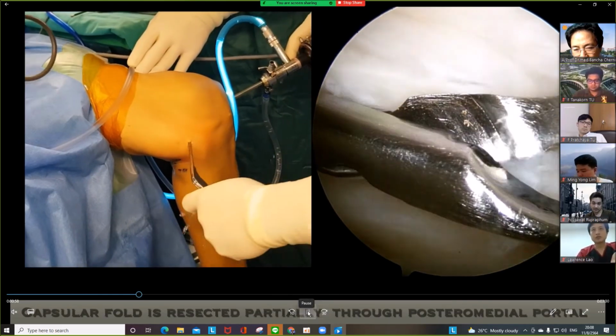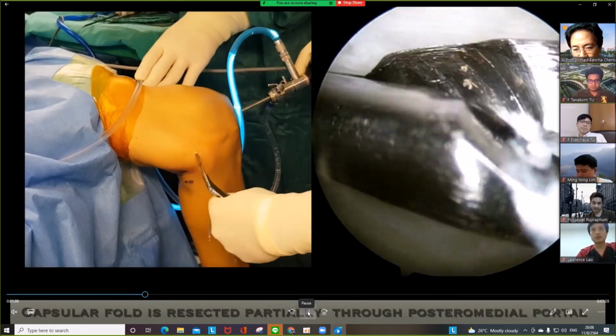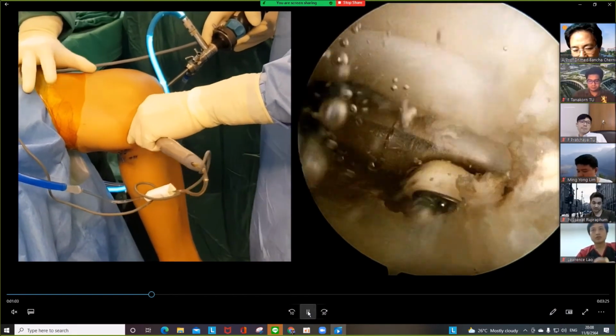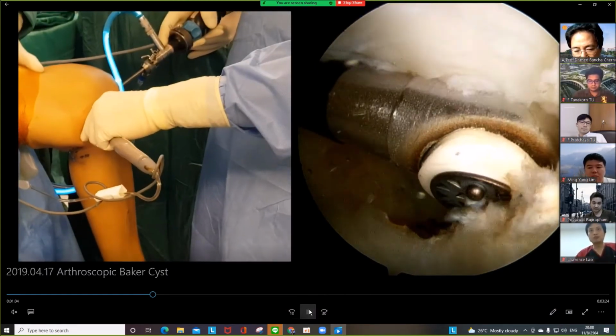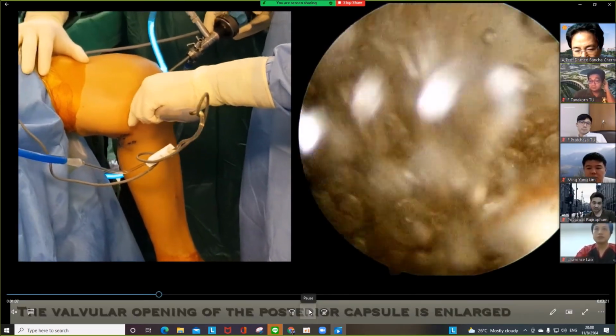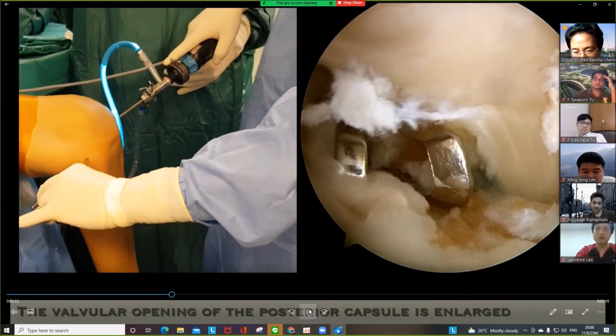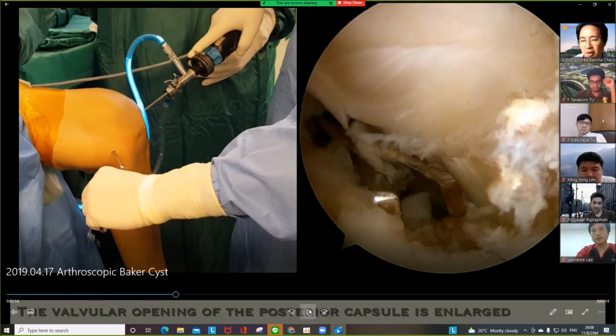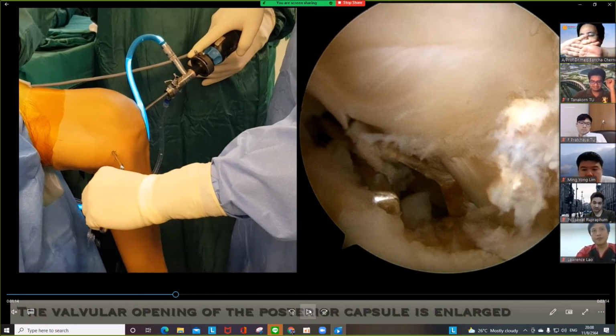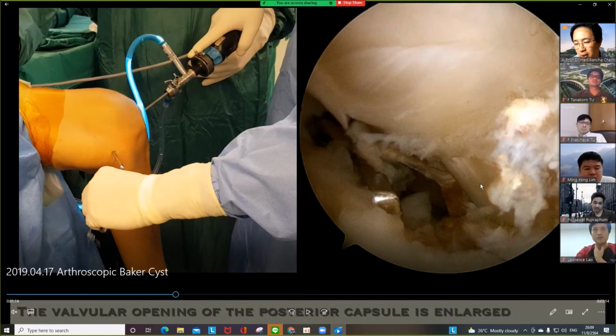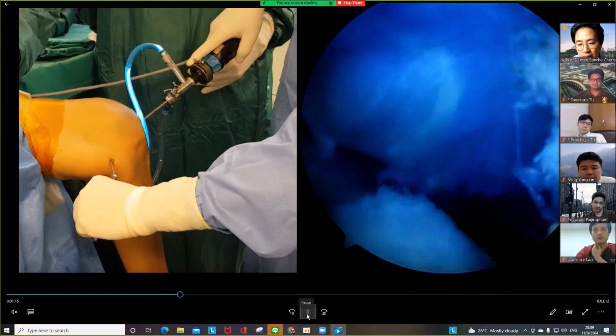Okay, so now we come from here and then we remove the valve. Then you can see the dye now. I remove the posterior capsule because the capsule here covers it, you need to take this out to make the valve wider, and you can see the gastroc and semimembranosus very clearly. Now you can see the dye leaking out.